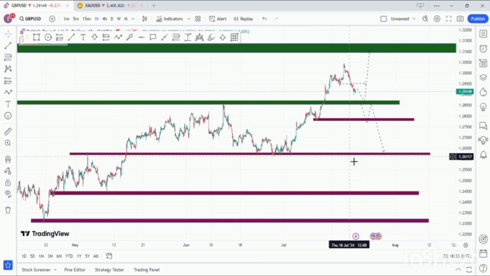So guys, quickly we'll move over to XAUUSD so we can mark out some zones that we need to pay close attention to for the coming week, guys.